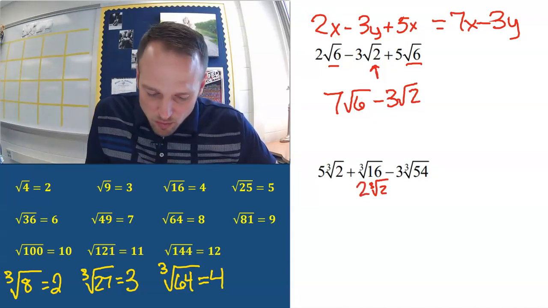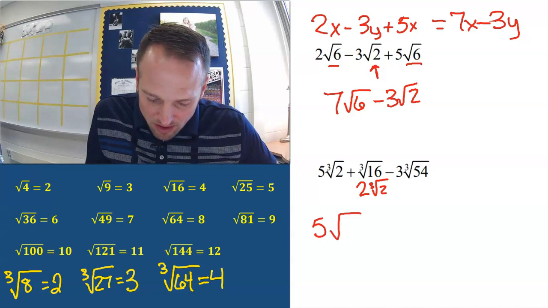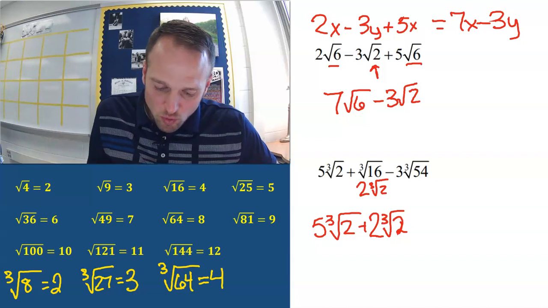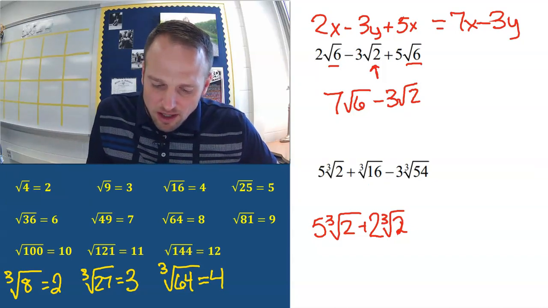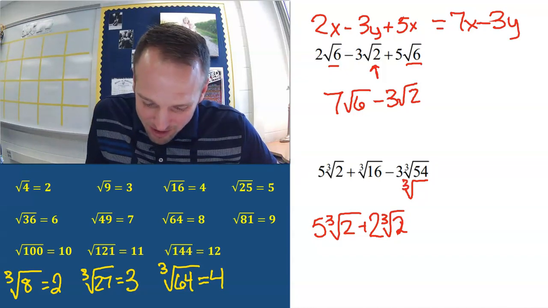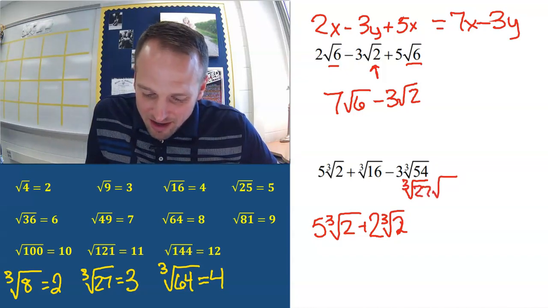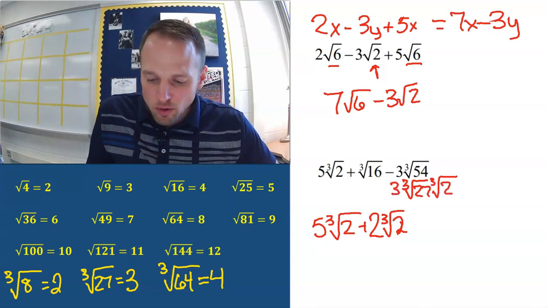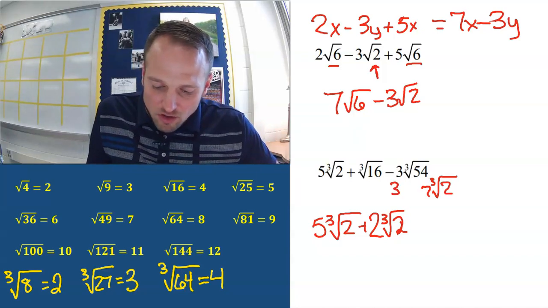So we can just rewrite this as 5 times the third root of 2 plus 2 times the third root of 2. And then let's look at this one, 54. Well, I see third root of 27 times the third root of 2. And I know that the third root of 27 is just 3.